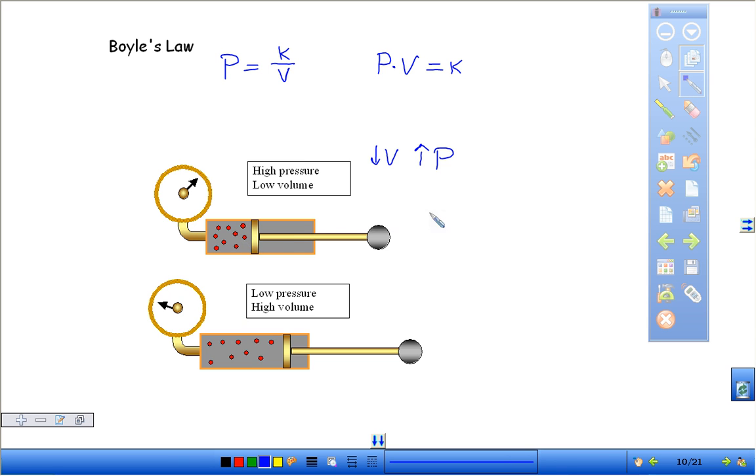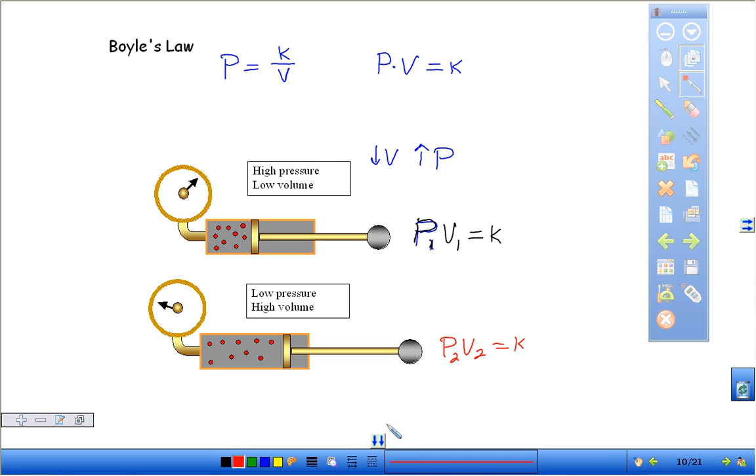Now, as long as I don't change the temperature or the number of atoms in either one of these containers, we have two situations. We have pressure 1 and volume 1 is equal to the constant. And we have down here pressure 2 and volume 2 is equal to the constant. And since this constant, as long as the temperature and the number of atoms inside don't change, this K should be the same in both cases.